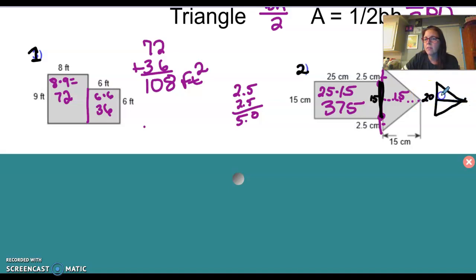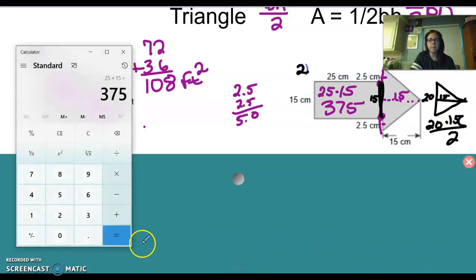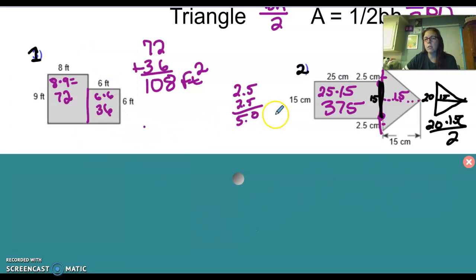And this is 15. So remember, it's 1/2 or 20 times 15 divided by 2. So 20 times 15, which is 300, divide that by 2, which should be 150. Okay, so this big triangle is 150. So we have to add them together, remember.